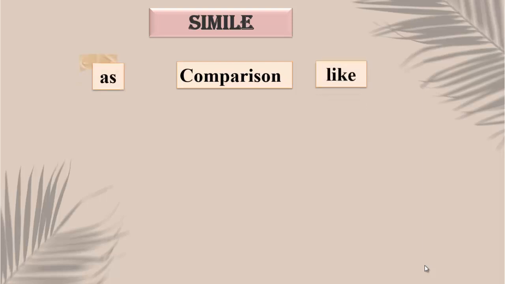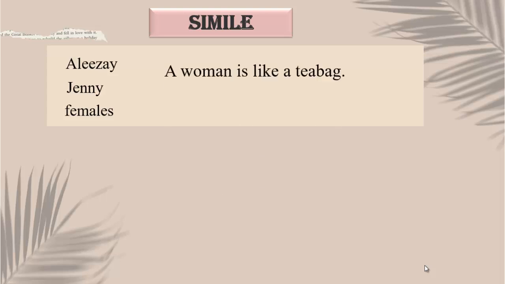Examples of similes can be found in everyday conversations, but a true simile must compare two unlike things having something in common. For instance, we can't compare Alize with Jenny as they both are females. To create a simile, we need two unlike things. So if we say a woman is like a tea bag, it's an example of simile where we have compared two unlike things having the similarity of being stable and strong in tough circumstances or situations.